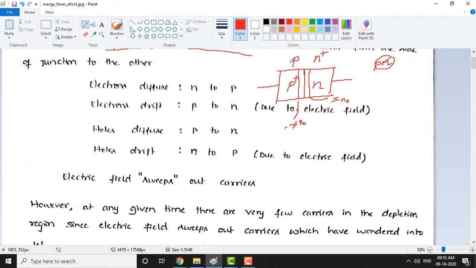In this transition region, this complete region, whatever space you see here, is called the transition region.